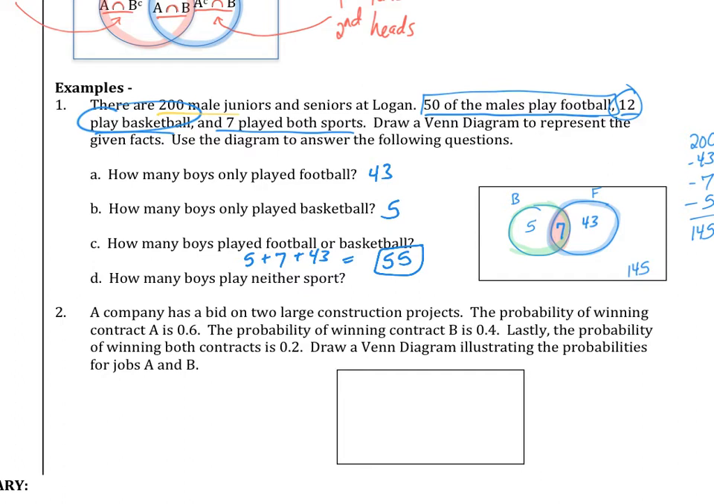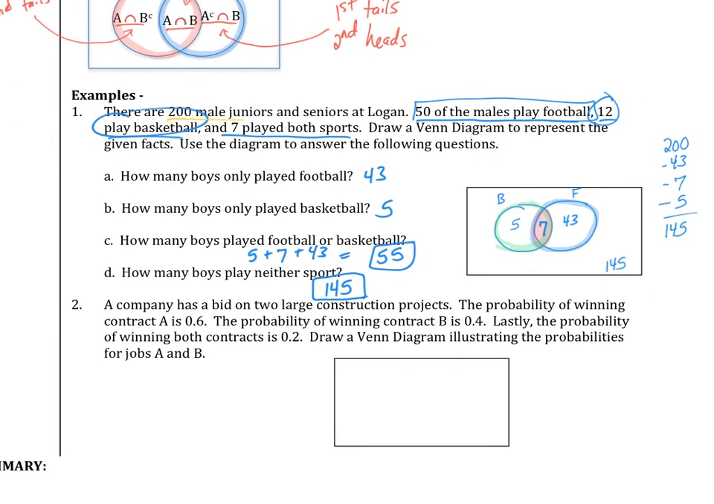And how many boys play neither sport? We just said if there's 55 that play one or the other, there's 145 that do neither, because there's 200 total. And we found that out over here. Okay, so the part I want to point out is that they said there's 50 that play football. We didn't just put 50 in the football circle. We had to make sure that we had the right number on the inside where they overlap, and then we worked it out.